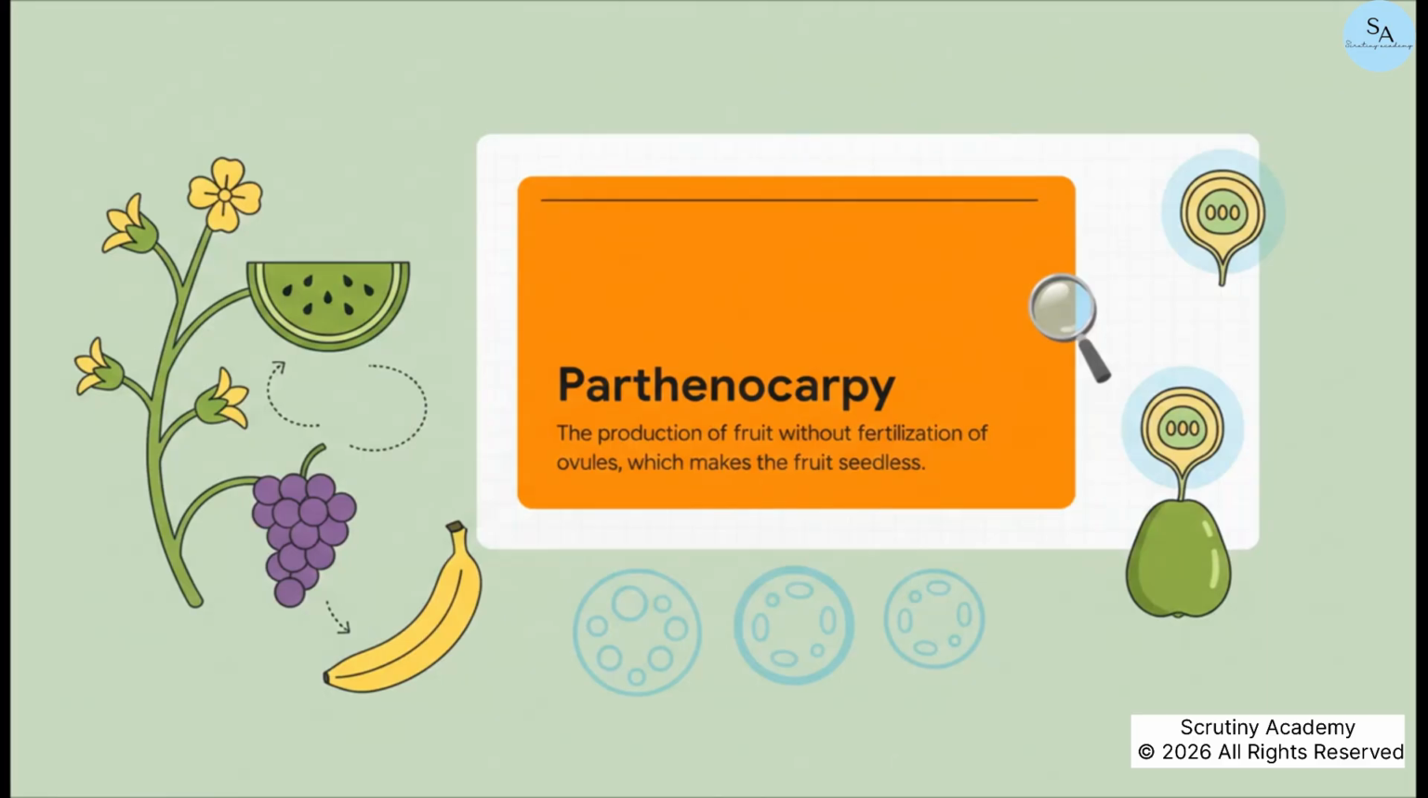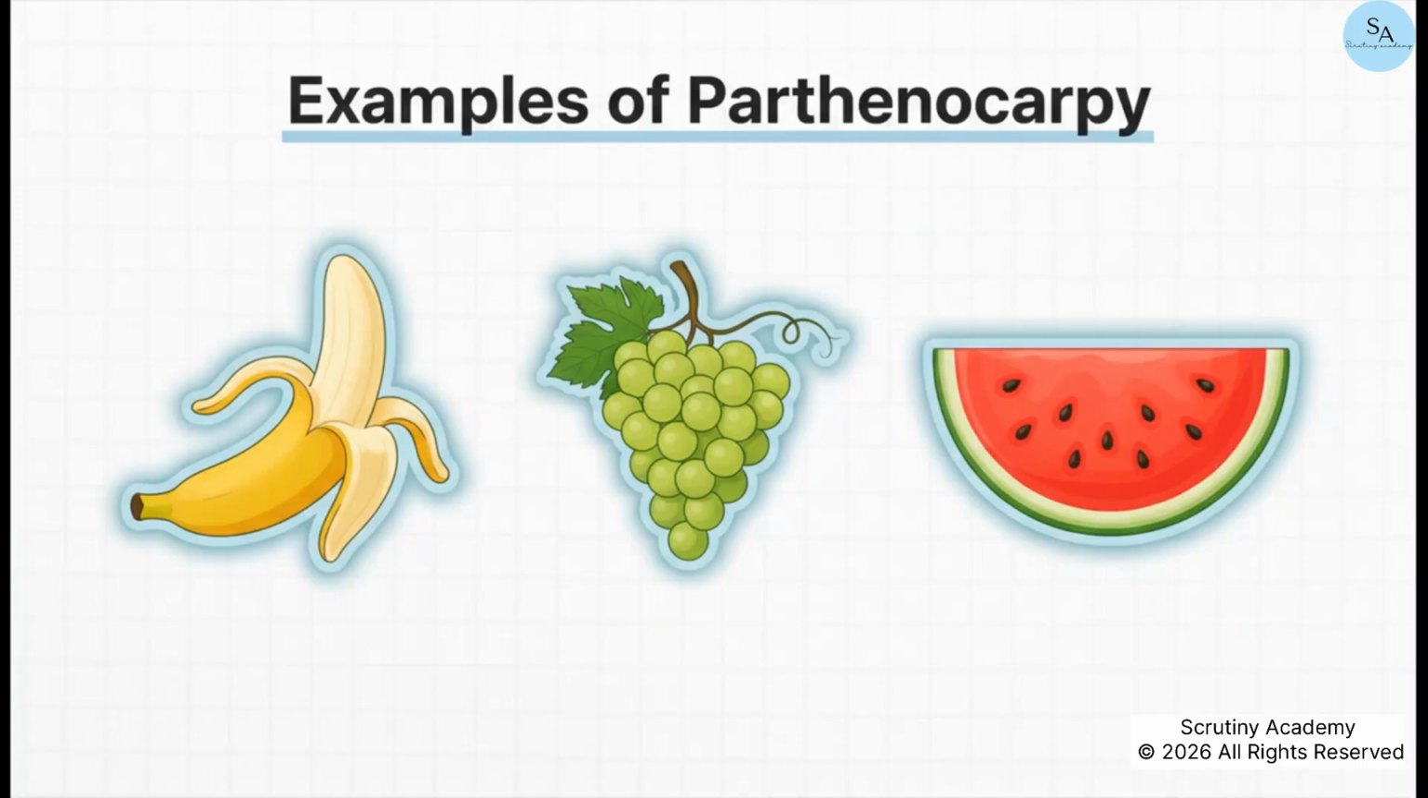Okay, now for parthenocarpy. Sounds almost the same, right? But the result is totally different. This isn't about making a whole new organism, it's all about making fruit. Basically, a plant makes fruit even though its ovules were never fertilized. And this is a huge deal for us, commercially speaking. Ever wondered why your banana doesn't have seeds? Or how you get seedless grapes and watermelons? Yep, it's thanks to parthenocarpy. We get all the yummy fruit, minus the seeds.